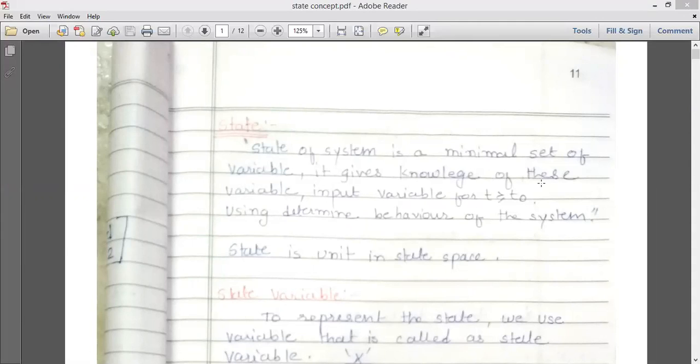The first definition and first concept is the state. The state of a system is a minimal set of variables. It gives knowledge of these variables at t equal to t0, and the inputs for t greater than t0. Using this, we can determine the behavior of the system. The state is a unit in the state space.